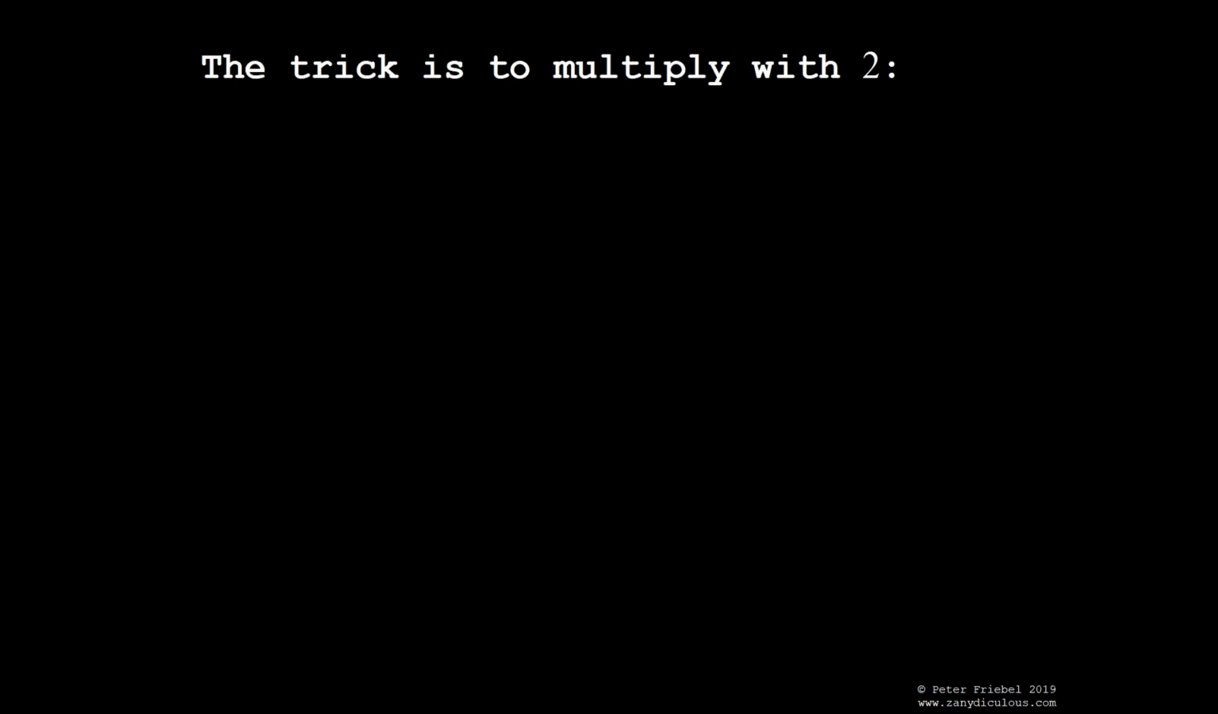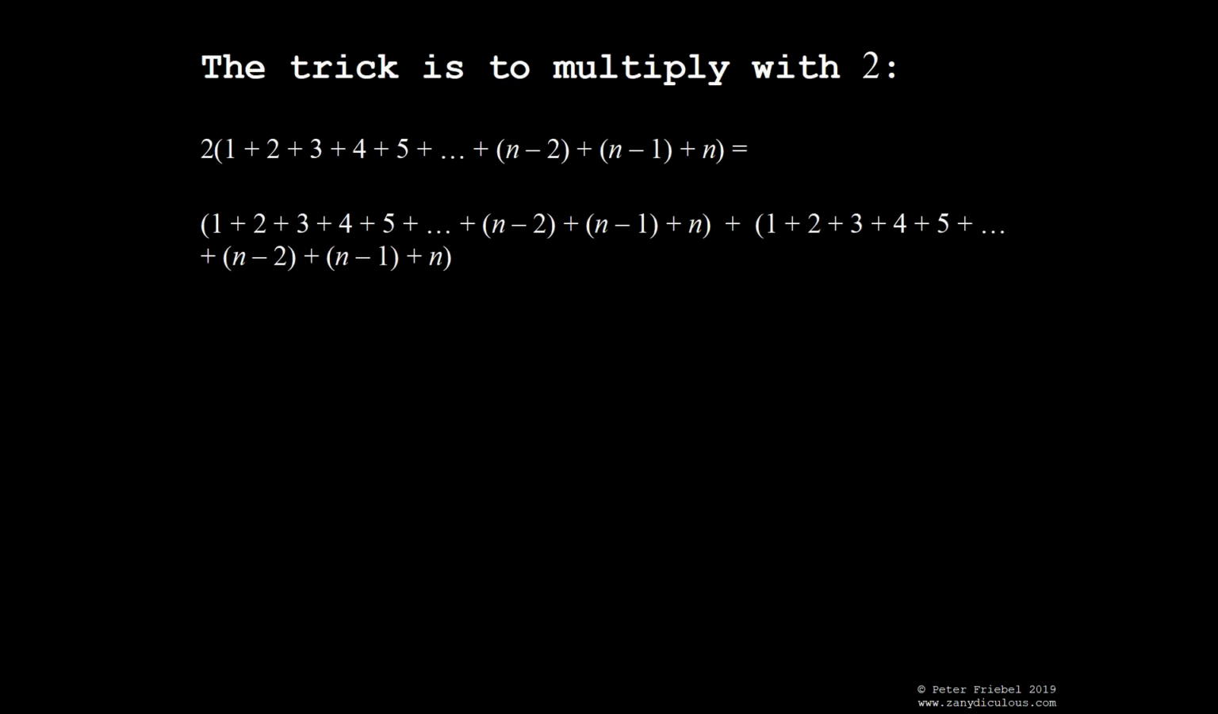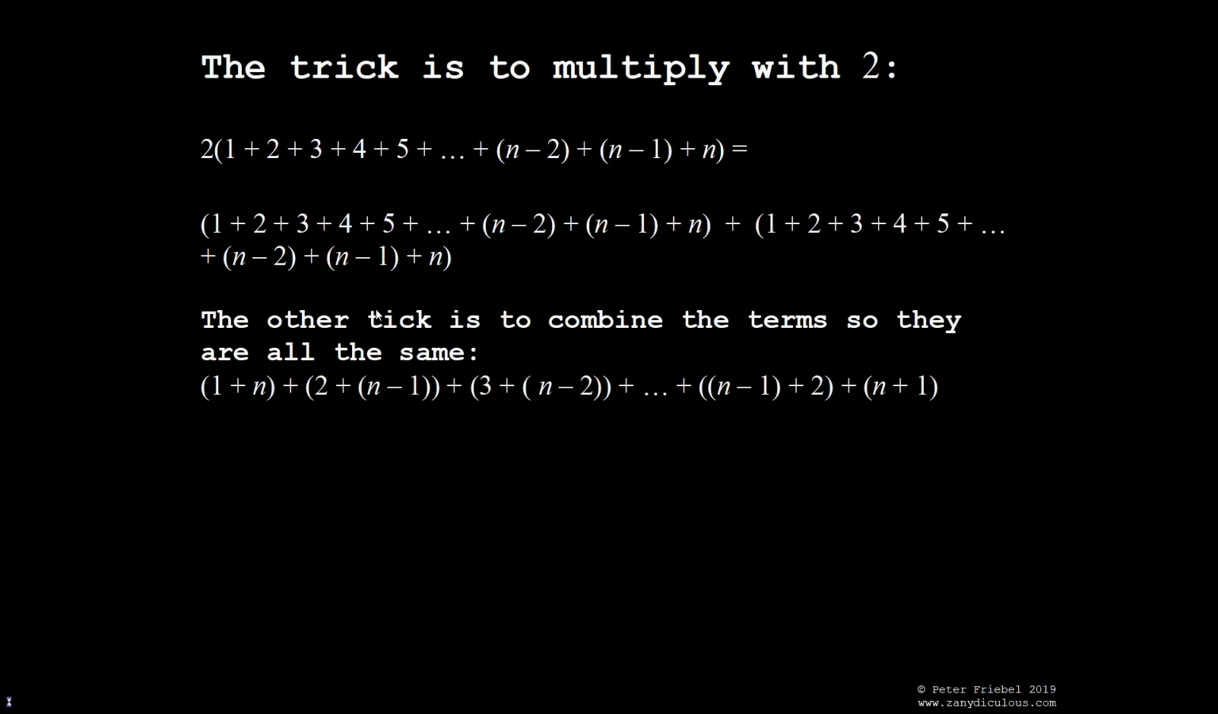The trick is to multiply by 2. So, if we multiply the sum here by 2, we get it twice: this whole sum plus the same sum again. The other trick is to combine the terms so they are all the same. So taking this 1 plus this n, and then this 2 plus this n minus 1, and this 3 plus this n minus 2, you can write all that out like this.